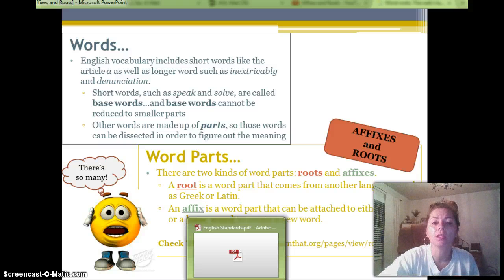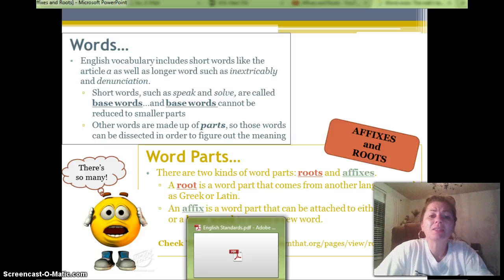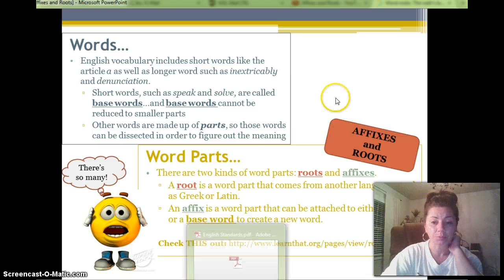The English vocabulary includes tons of short words like the article a or the article the, but it includes longer words too, such as inextricably and denunciation. So how do we make such words? Well, short words such as speak and solve are called base words, and base words cannot be reduced to smaller parts, but we can add stuff onto them to make them bigger. And other words are made up of parts, so those words can be dissected in order to figure out the meaning. And that's what we're going to look at today.